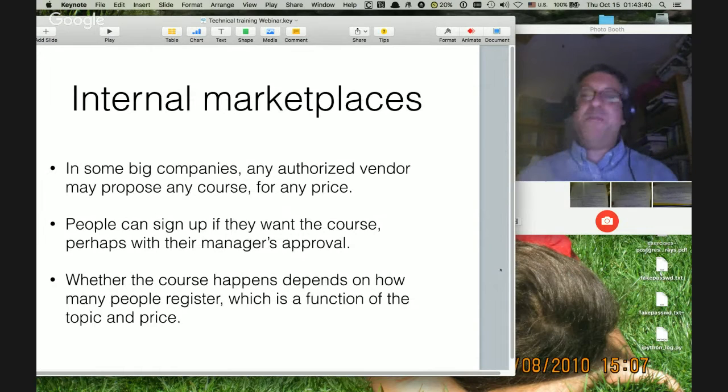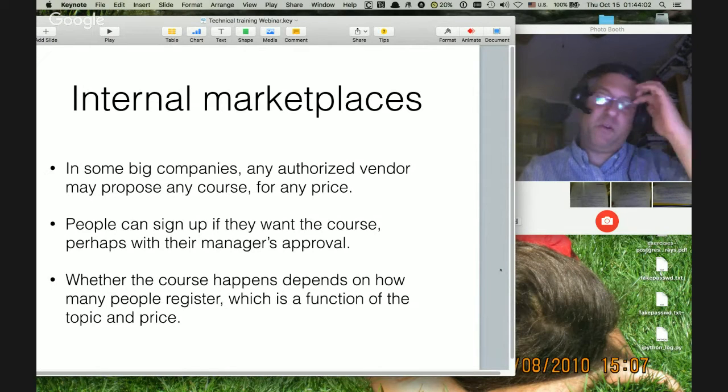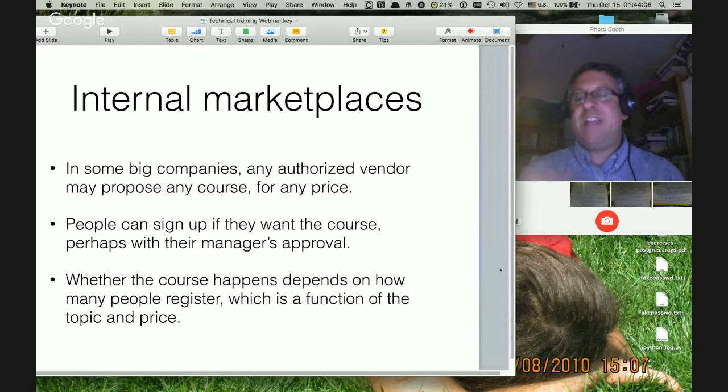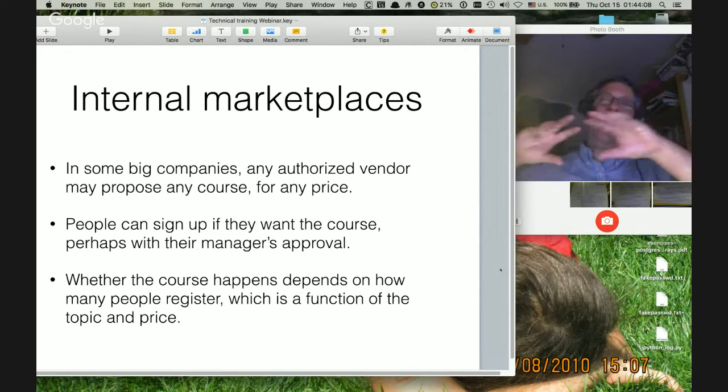Now, in some big companies, once you're an authorized vendor, you can propose anything you want for any price you want, right? You want to do intro Python one day for $1 billion, go ahead and suggest it. No one's going to sign up for it, because it'll come from their internal budgets. And this means that people can sign up for whatever courses are of interest to them. And whether the course happens then is a matter of whether the course is attractive enough in terms of its name, in terms of its cost. And so, there's always sort of this black box in the middle.